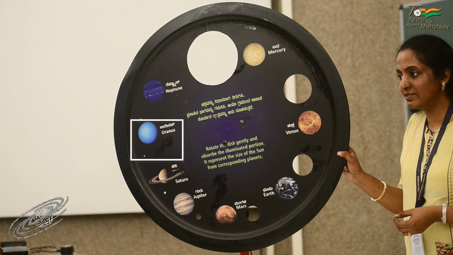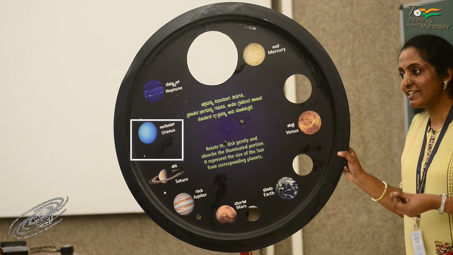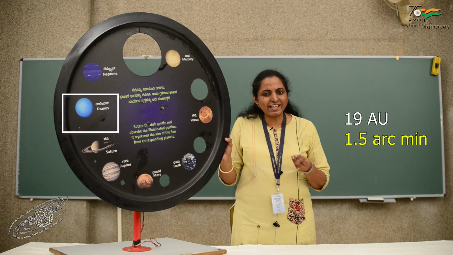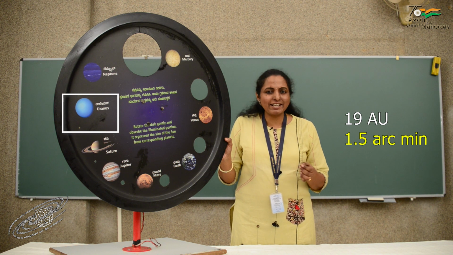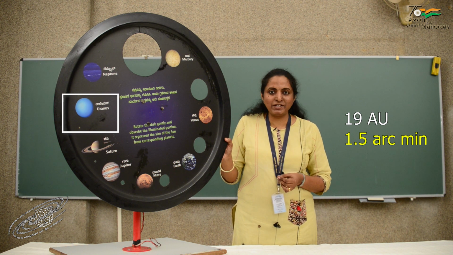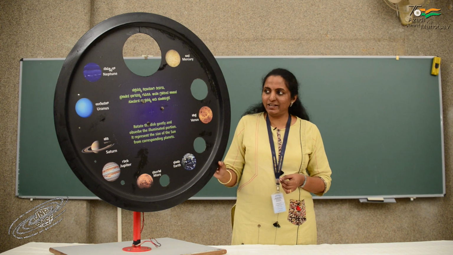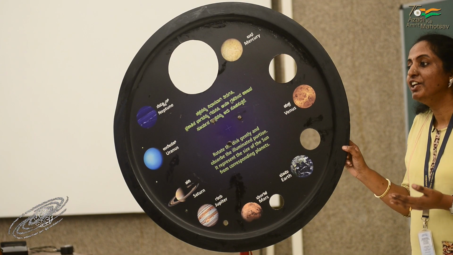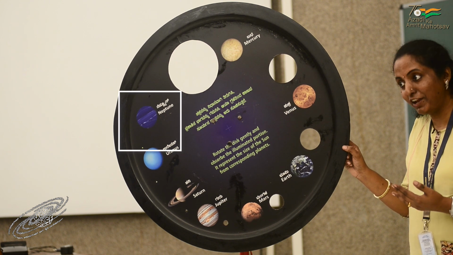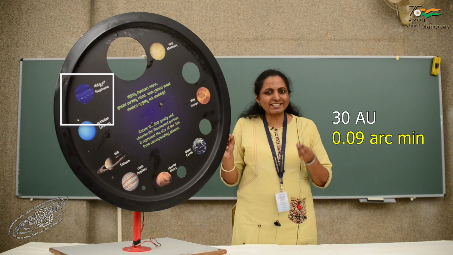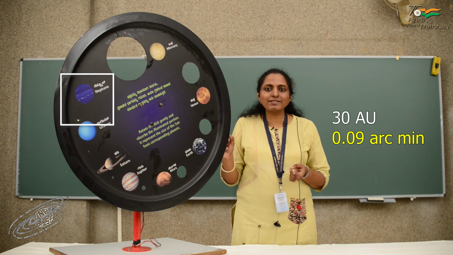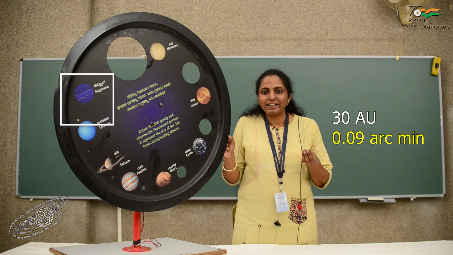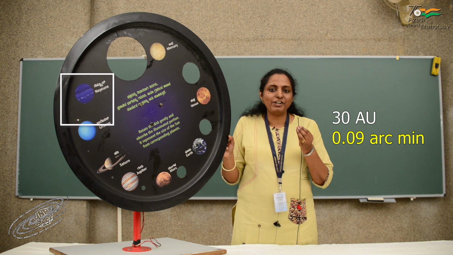Next comes Uranus, which is 19 astronomical units away from the Sun. So, the Sun appears much smaller there. It is something like 1.5 arc minutes in the sky of Uranus. And then comes Neptune, which is something like 30 astronomical units away from the Sun. So, in the sky of Neptune, the angular size of the Sun is something like 0.09 arc minutes. It is more or less like a dot.